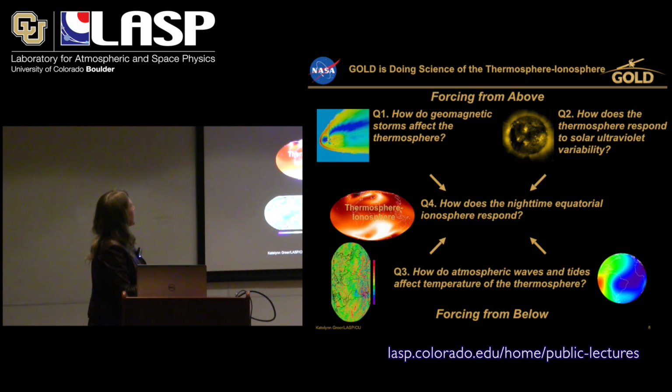So from above, we're interested in how geomagnetic storms from the sun affect the thermosphere. And this is a model depiction of a geomagnetic storm impacting the Earth system. And then we're also interested in how the thermosphere responds to solar ultraviolet variability. And this is what the sun looks like in the ultraviolet wavelengths. From below, we have gravity waves, which I'll discuss a little bit later. So this is a model showing gravity waves percolating up from below, and also thermal tides.